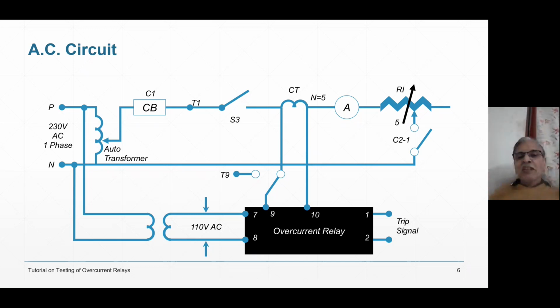So, if I want to test the differential relay, then I do not want all this circuit. I will make S3 off and I will use the T1 terminal, and T1 and neutral, that means the auto transformer neutral, I will take, and through that I will feed my differential relay external circuit, and I will test the basic setting and bias setting of the differential relay.